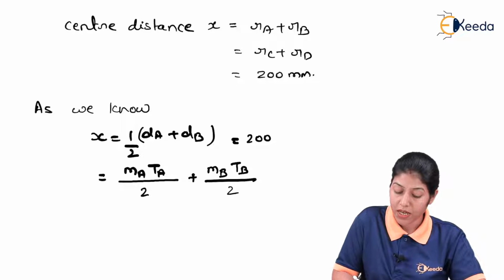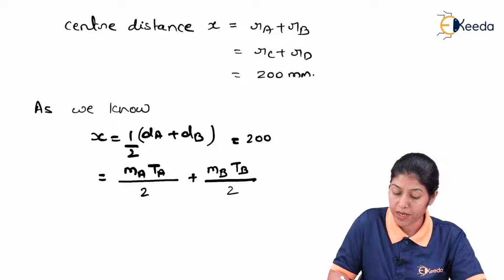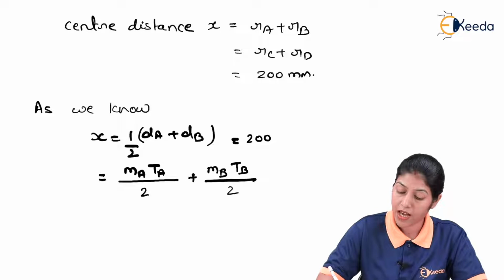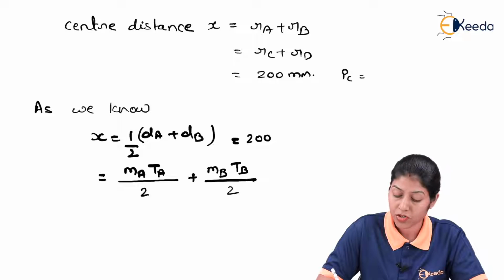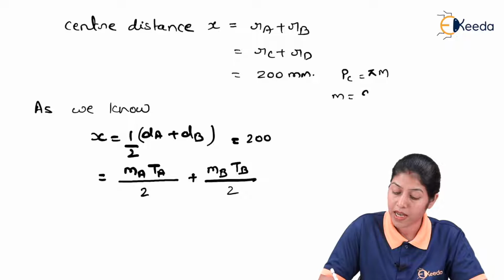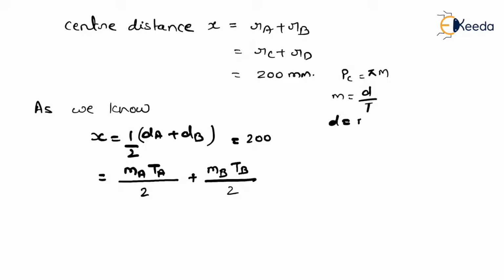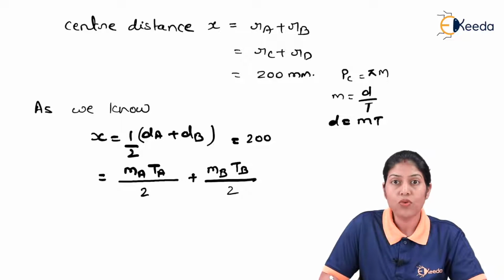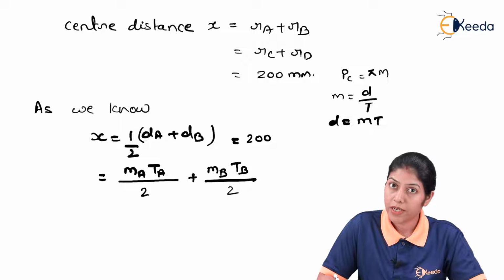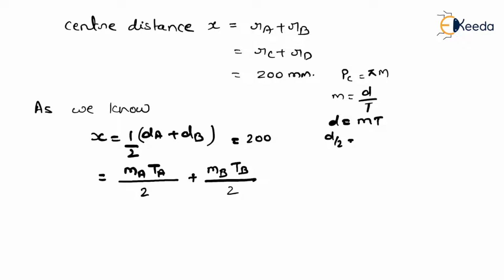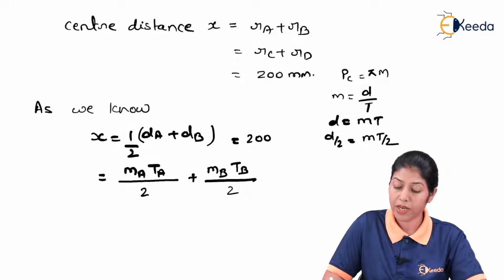So the equation will be MA TA by 2 plus MB TB by 2. Here we have the term circular pitch as pi m, and module we always consider as D by T. So PC is representing pi into m. If we want to define the value of D in terms of module, it will be D equals MT. And if we want to define the radius, or D by 2, this term will be MT by 2.